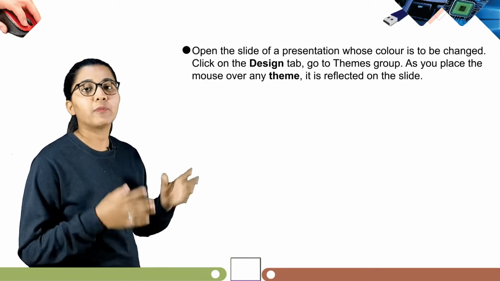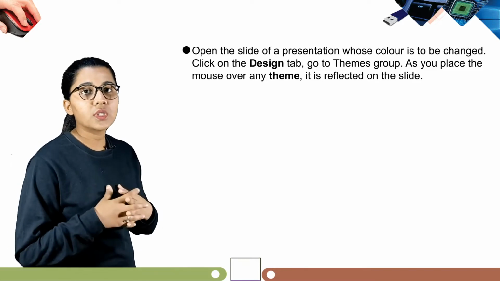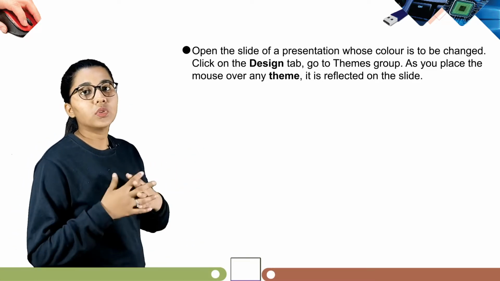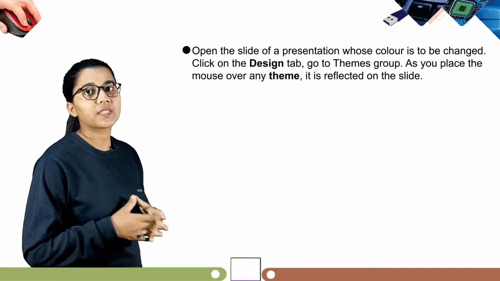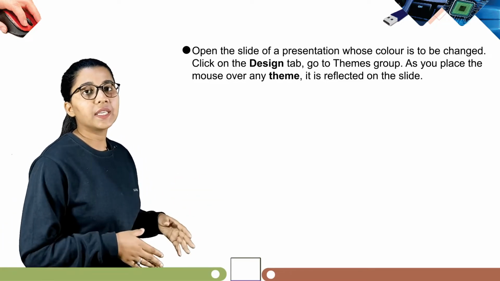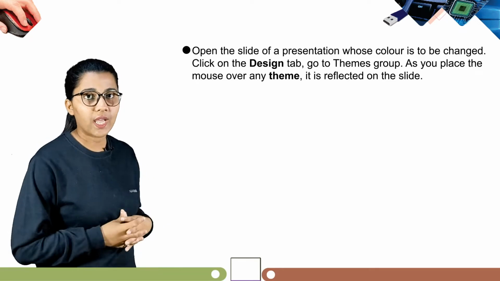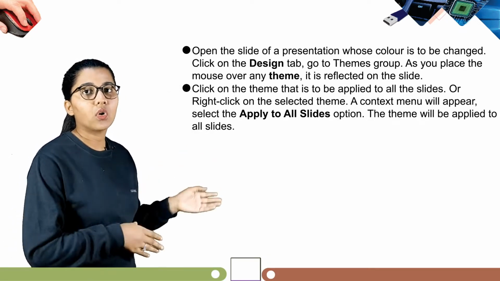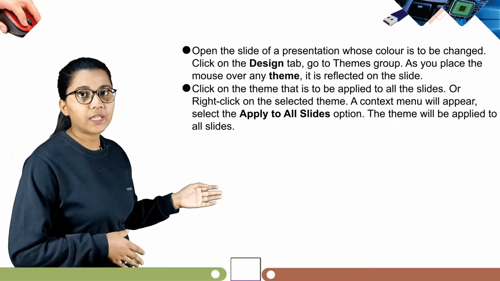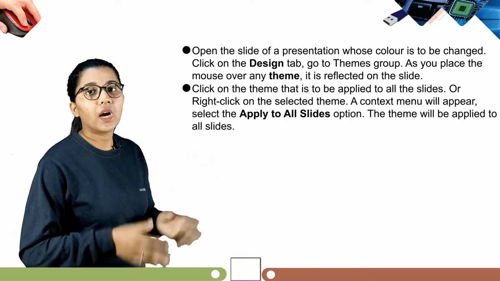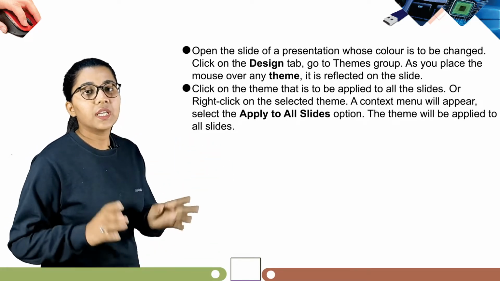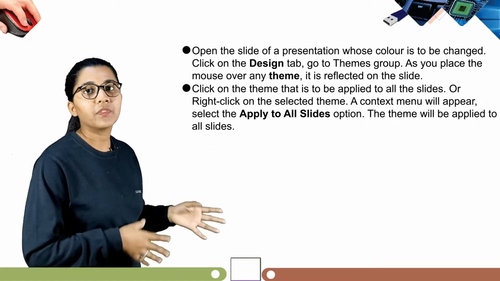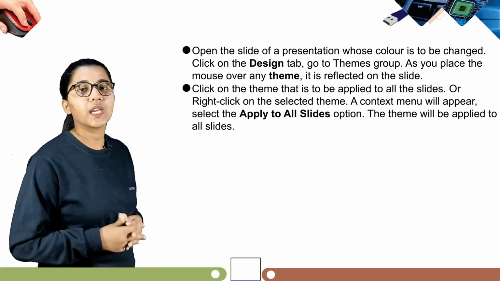Open the slide of the presentation whose color is to be changed. Click on the design tab, go to the themes group. As you place the mouse over any theme, it is reflected on the slide. Click on the theme that is to be applied to all the slides, or right click on the selected theme. A context menu will appear. Select the apply to all slides option. The theme will be applied to all the slides.